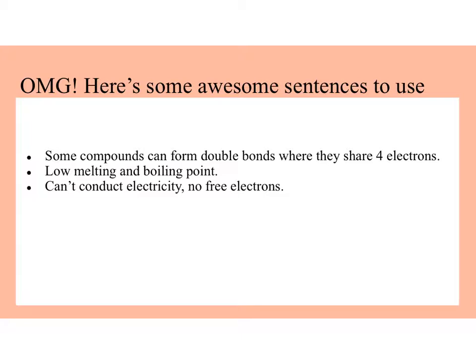So some compounds can form double bonds where they share 4 electrons. Oxygen is an example of this. With oxygen, they've both got 6 in the outer shell, so 2 each go in the share zone, and then you have 2 other ones outside. Oxygen is most probably the only example you need to know of a double bond. Most covalent compounds have really low melting and boiling points, and can't conduct electricity because there's no free electrons. All the electrons are in pairs or in the share zone, so they can't conduct electricity.